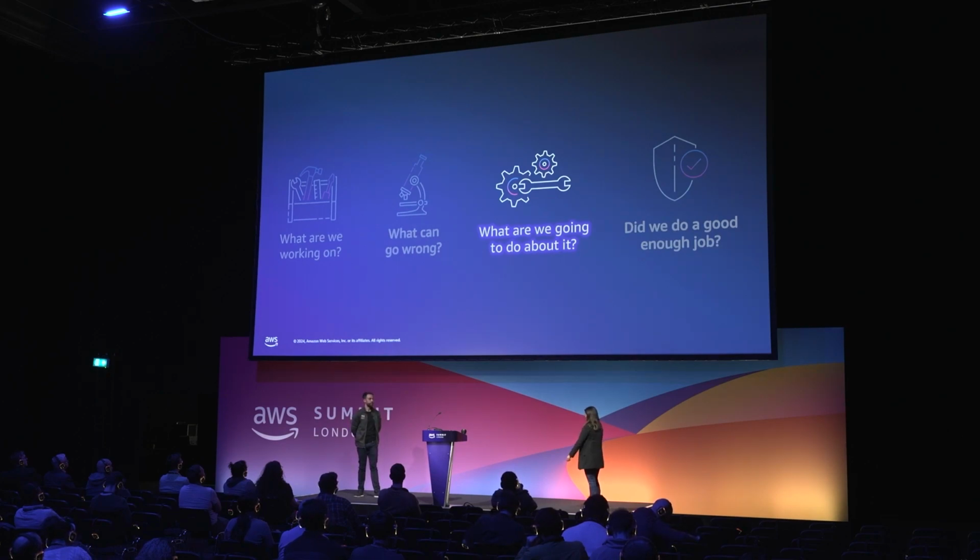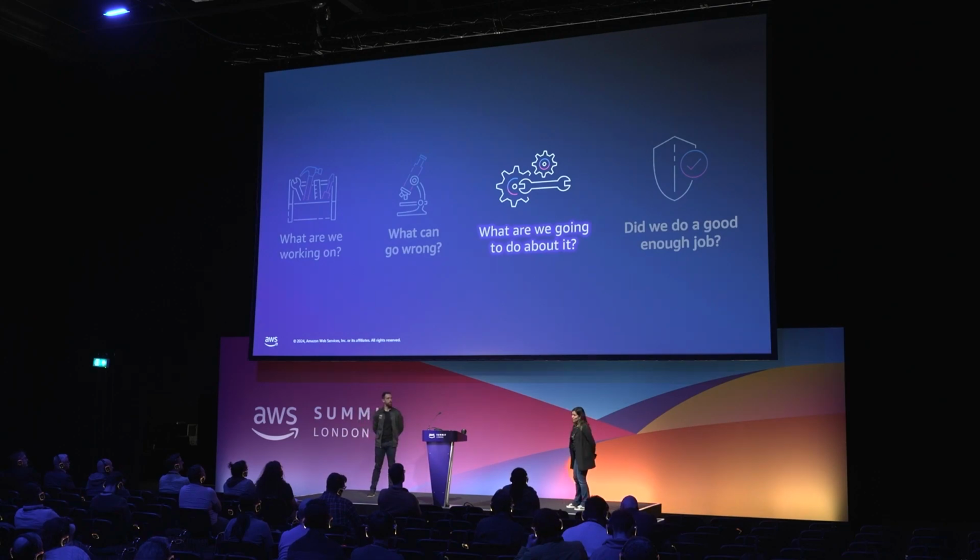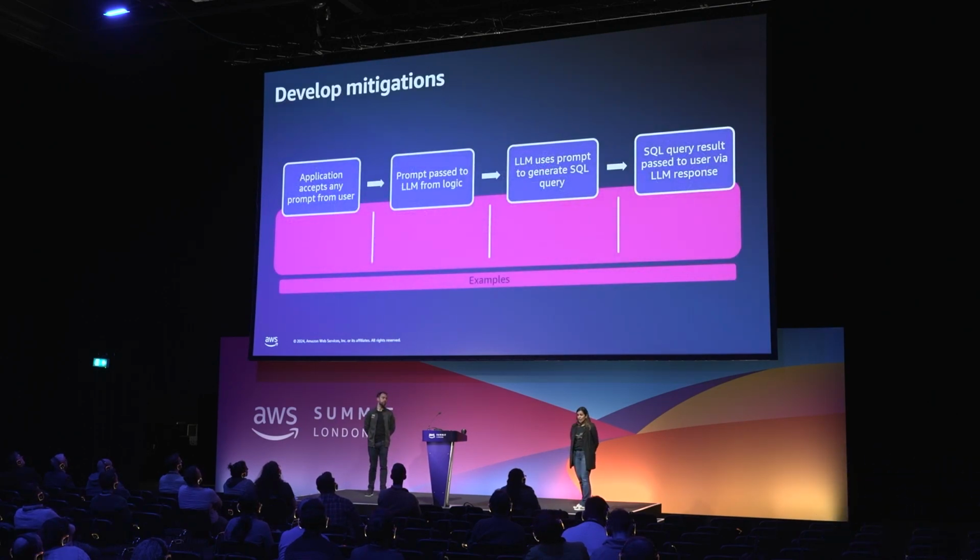Thanks, Danny. So as application developers in general, what are we actually doing about the things that are identified in this exercise? For this particular one, we'll use the attack steps. Again, you can go about this in many different ways, but to just do an exercise of developing mitigations, we'll use the attack steps. So the first one: the application accepts any prompt from the user.